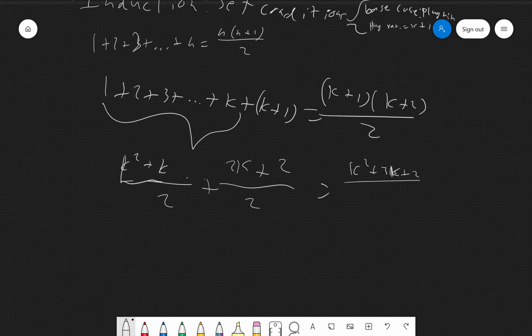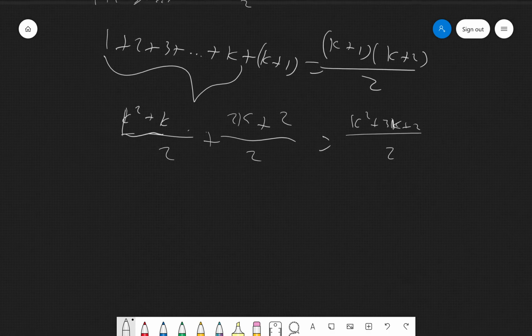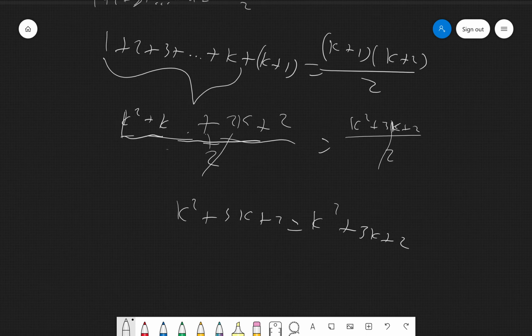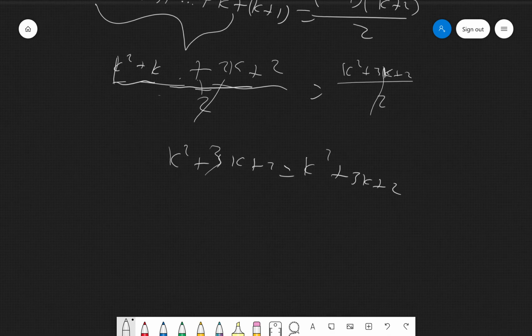I just added 1 and 2 to get 3, and multiply 1 and 2 to get 2. And then you divide by 2. This becomes this. And then there's 1, 2. And then multiply by 2 on both sides because it's just a constant. Now you simplify the left side, and you're going to get k squared plus 3k plus 2 equals k squared plus 3k plus 2. And that's true always, right? Because they're the same thing. Now, obviously, you can subtract k squared plus 3k plus 2 on both sides, and you're going to get 0 equals 0, which is more obvious, but yeah.